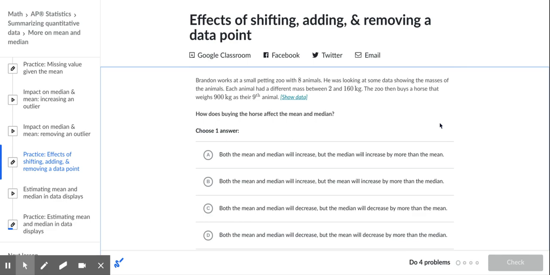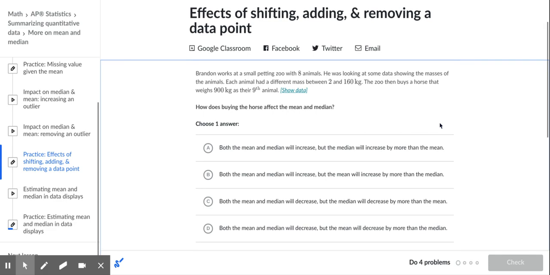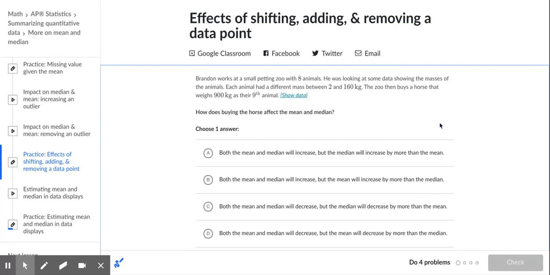Hey guys, in this video we're going to be talking about the effects of adding and removing a data point on the mean and the median.